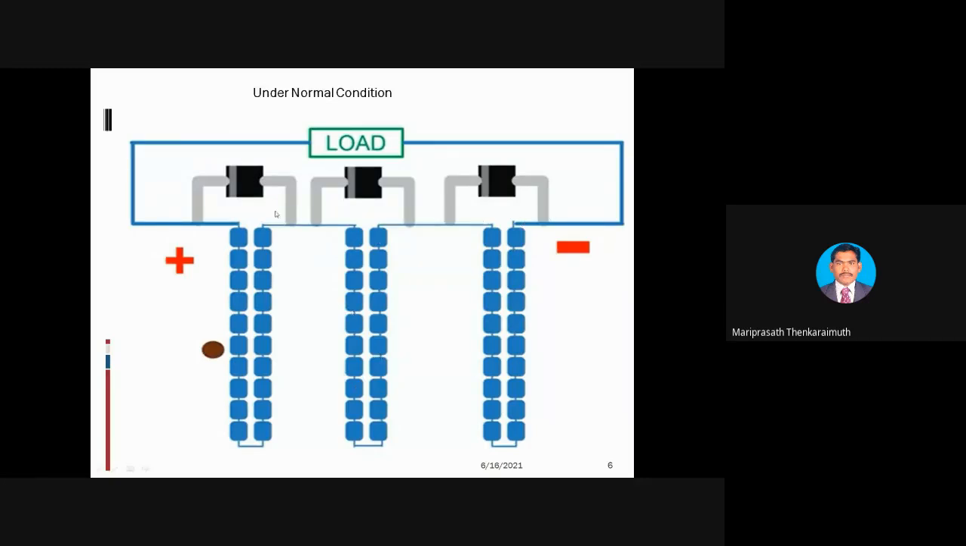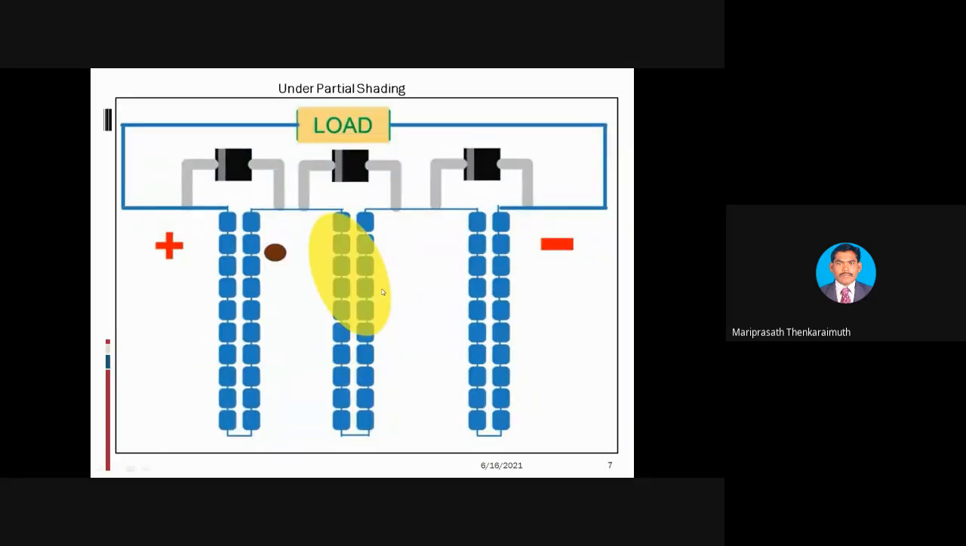Okay, this is the normal operation. It is a very basic operation of solar PV cells. It receives radiation from the sun, then the electrons move to these locations. This is under normal conditions.